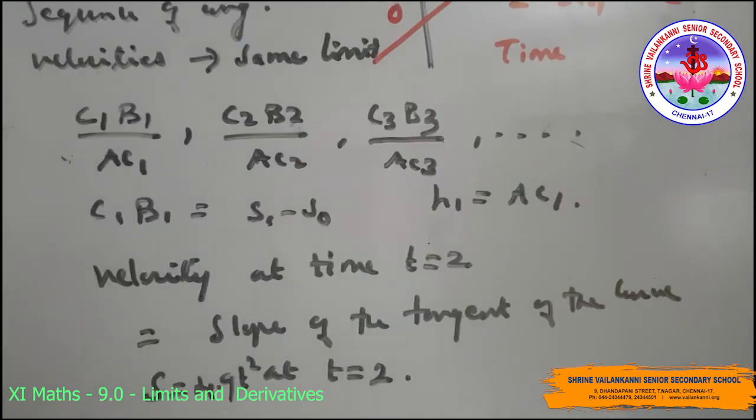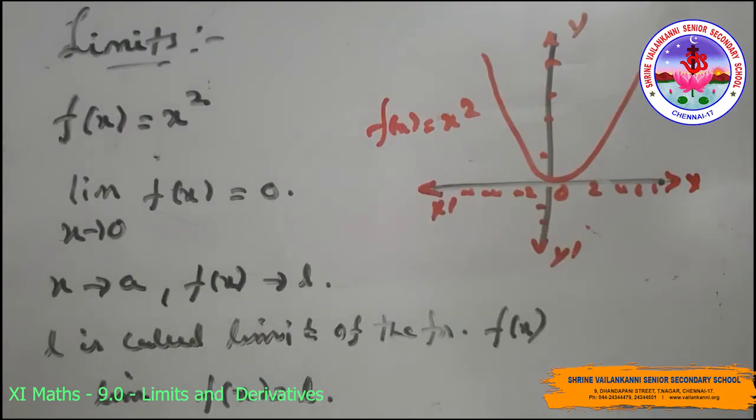We conclude that the sequence approaches the slope of the tangent to the curve at a point A. So velocity of a body at time t equal to 2 is equal to the slope of the tangent of the curve s equal to 4.9 t square at t equal to 2. We need to understand the limiting process in greater clarity from the above fact.